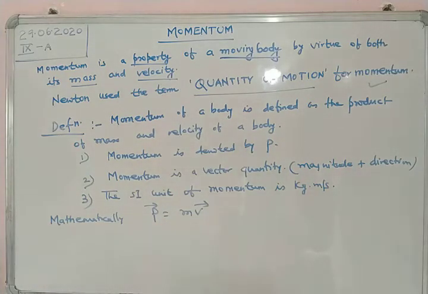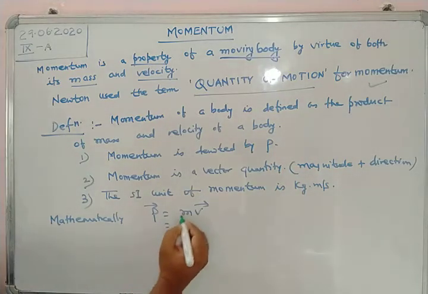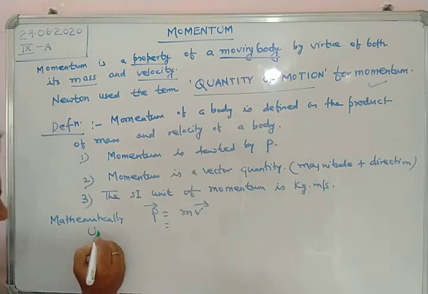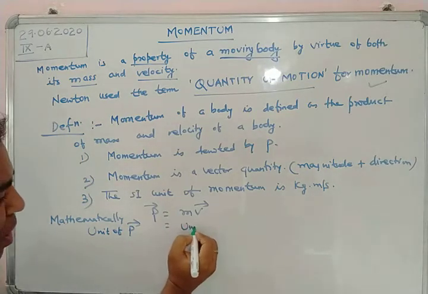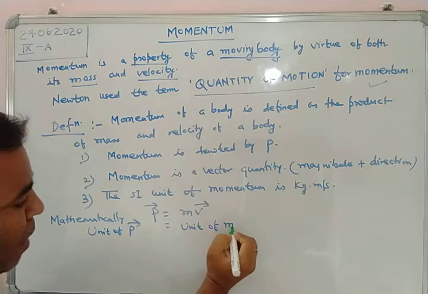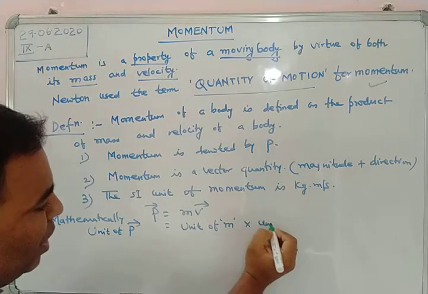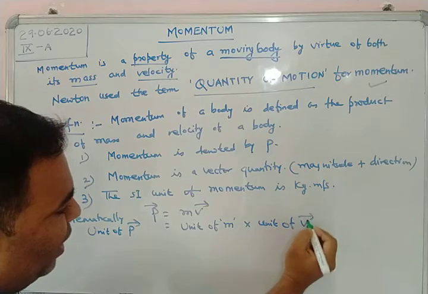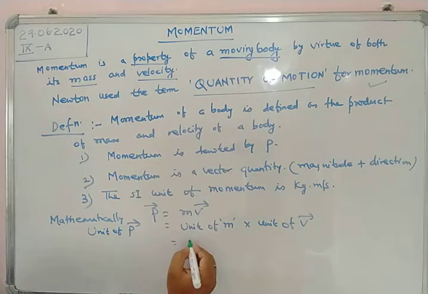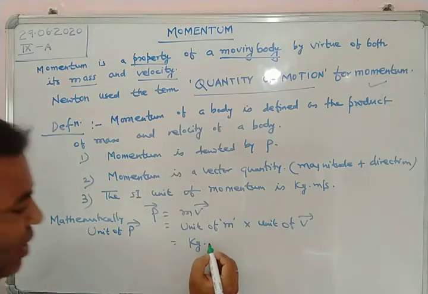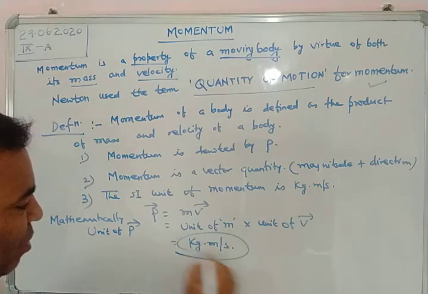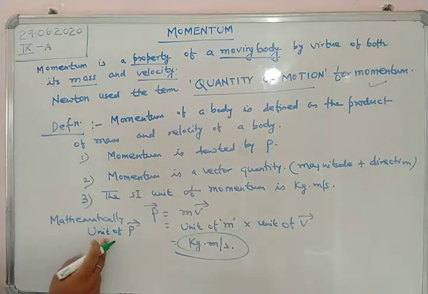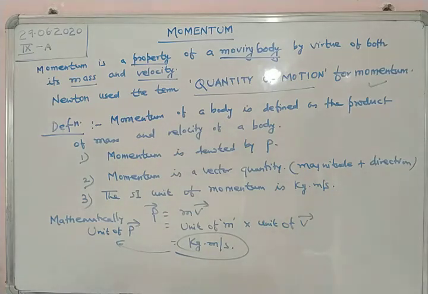Alright, students? Suppose I have to get the unit of momentum, P vector. So what will be here? Unit of m into unit of v vector. What is the unit of m? It is kg. And what is the unit of v vector? Velocity is meter per second. So this is the SI unit for momentum. I hope you have understood this one.